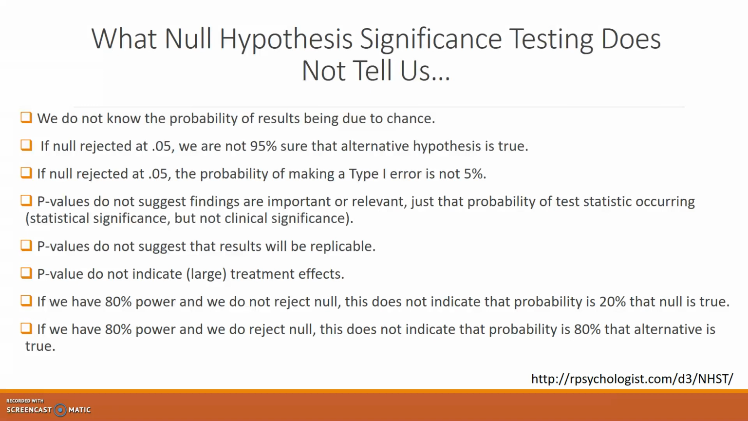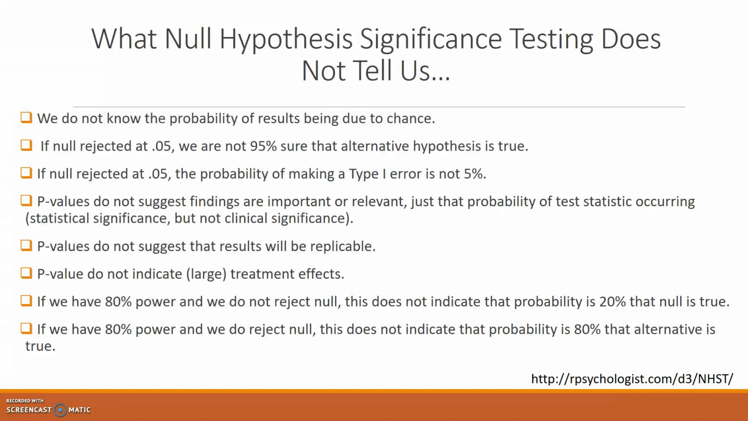P-values do not tell us whether or not the results will be replicable. Again, there are so many other factors that come into play, meaning the context, characteristics of the participants, the fidelity of the implementation of the intervention, and so on and so forth. The p-value is just telling us the likelihood of obtaining this test statistic.